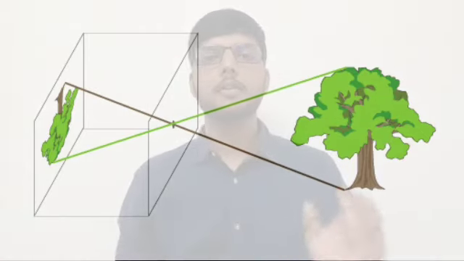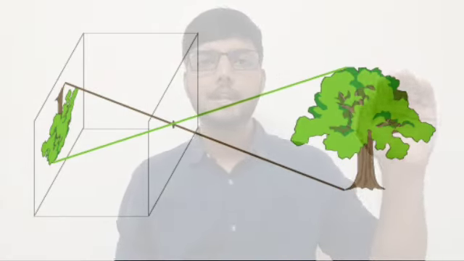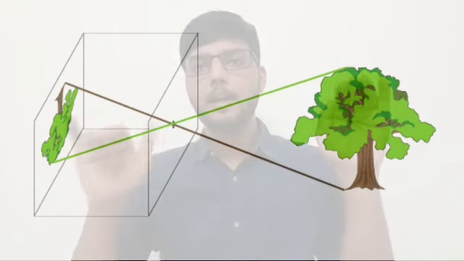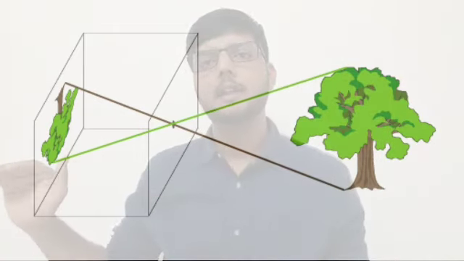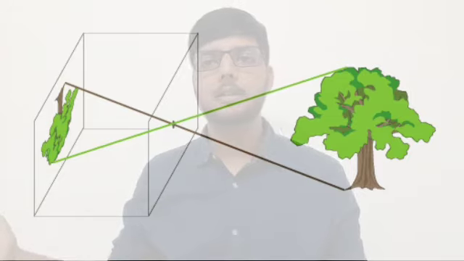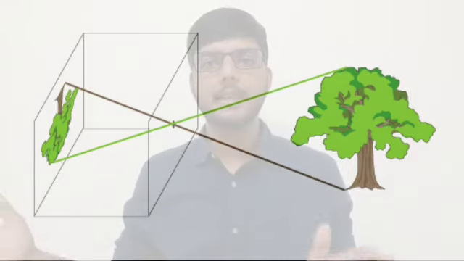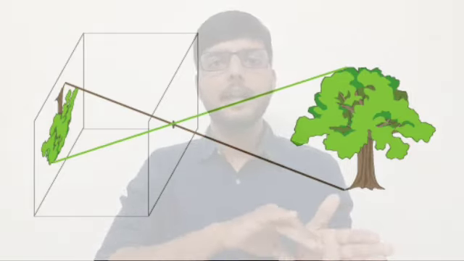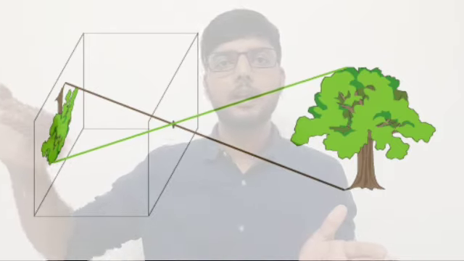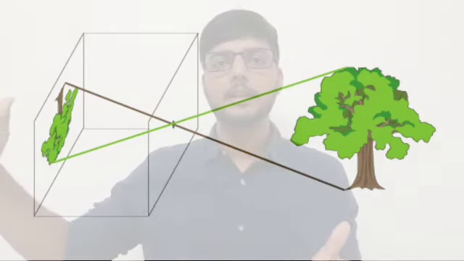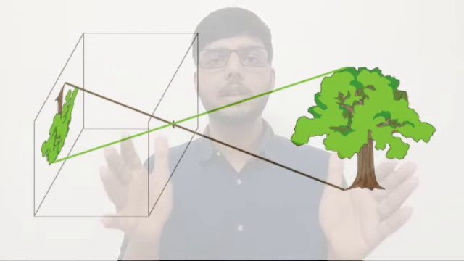Now you can see that the light which passes from the top of the tree passes through that hole and appears on that translucent screen. In the same way, the light from the bottom goes through that hole and appears on the translucent screen. So when you see this image, what happens?